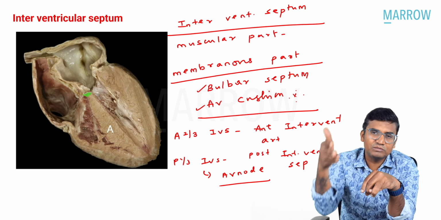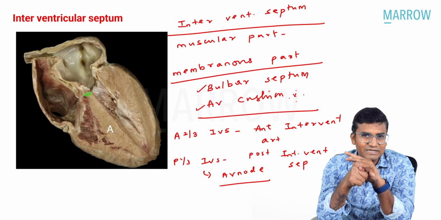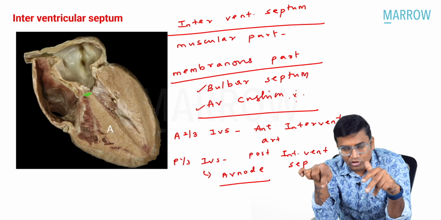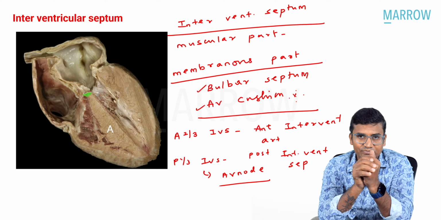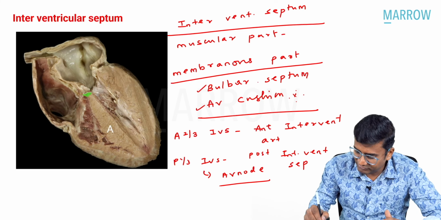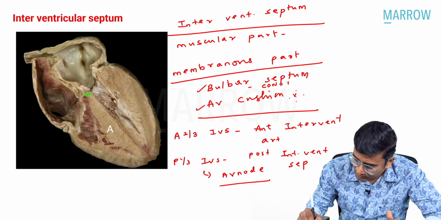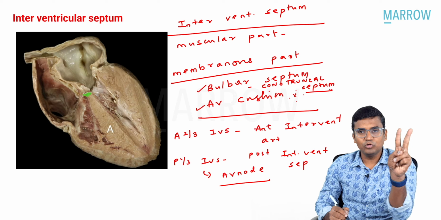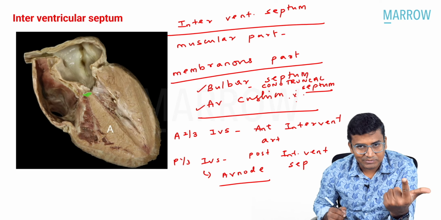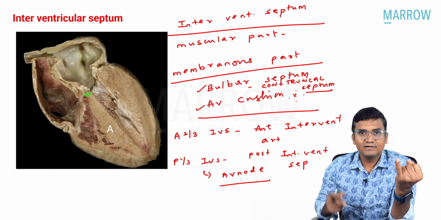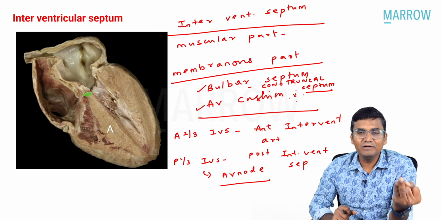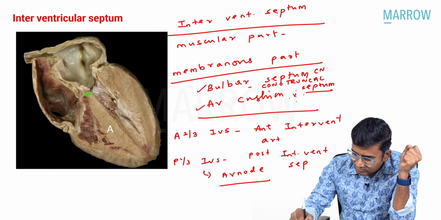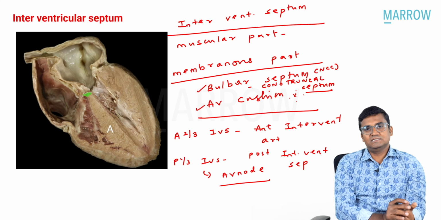Bulbar septum is nothing but a contribution from the conotruncal septum. Conotruncal septum helps to divide the truncus arteriosus by forming the spiral septum, and it also contributes to the interventricular septum formation. That is bulbar septum. So bulbar septum is coming from conotruncal septum. Conotruncal septum gives two parts: one is spiral septum, number two bulbar septum. Spiral septum divides the truncus arteriosus, and the bulbar septum helps in the formation of interventricular septum. Now the conotruncal septum is coming from, I hope you know, neural crest cells.